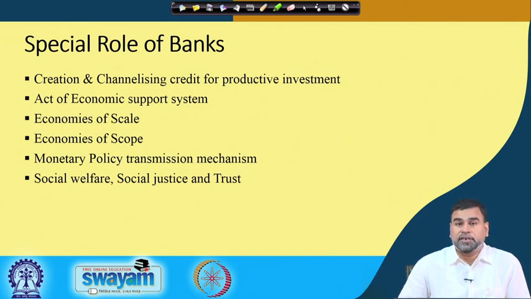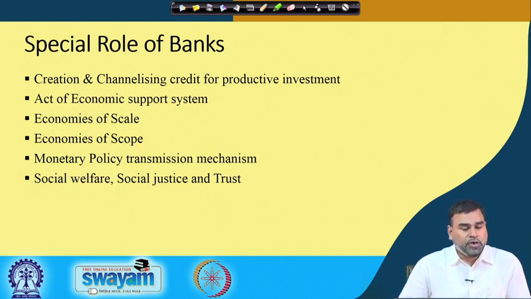So, from the logistic point of view as well as the expertise point of view, in those cases the transaction cost of the commercial banks will be less. If the transaction cost is less, obviously the operations will be better, and because of that they can channelize the credit in a better way for productive investments. That may not be possible for the other financial entities existing in the financial system.